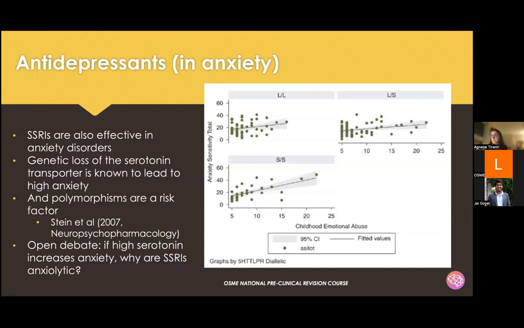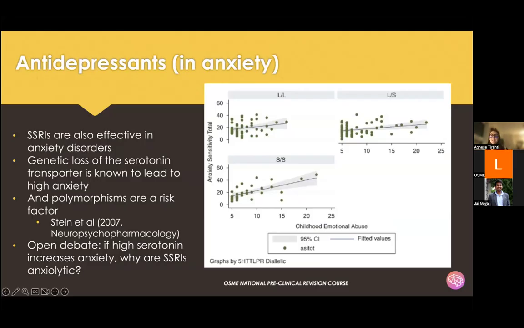So antidepressants, interestingly, can also be used in anxiety. SSRIs were found to be effective. It's thought to be because genetic loss of the serotonin transporter can lead to high anxiety, and polymorphisms in the serotonin transporter are a risk factor for anxiety. This is a paper that can show that.